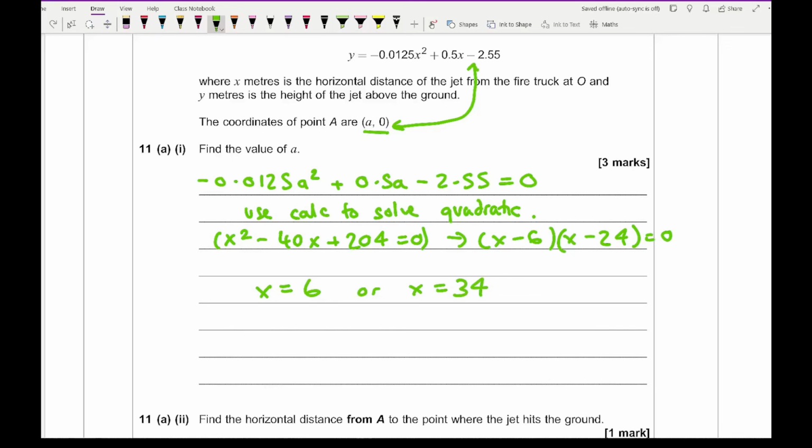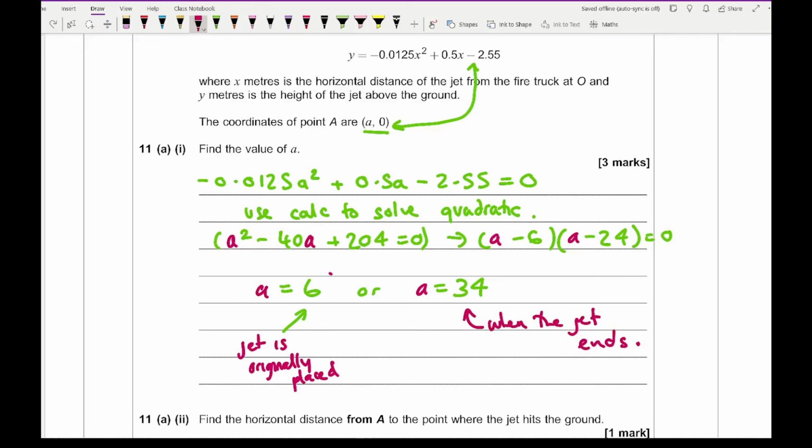Now, this is where the jet starts off. So again, we're not looking at x, we're looking at a. So let me just start by correcting that and stick an a there. Now, I don't think they'll be as harsh to knock your marks off for this, but as long as you recognise that x is a. So this is where the jet is initially, and this is where the jet ends. So our a value is going to be this one here.